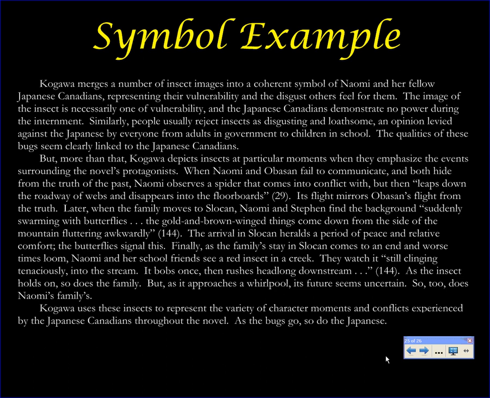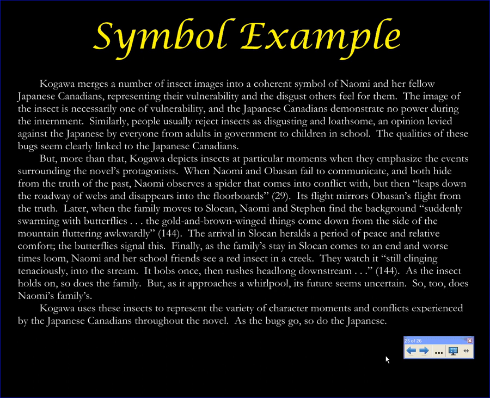Now it's time for evidence. But more than that, Kogawa depicts insects at particular moments when they emphasize the events surrounding the novel's protagonists. When Naomi and Obasan fail to communicate and both hide from the truth of the past, Naomi observes a spider that comes into conflict with, but then leaps down the roadways of webs and disappears into the floorboards. Its flight mirrors Obasan's flight from the truth. Later, when the family moves to Slocan, Naomi and Stephen find the background suddenly swarming with butterflies. The golden brown winged things come down from the side of the mountain, fluttering awkwardly. The arrival in Slocan heralds a period of peace and relative comfort.